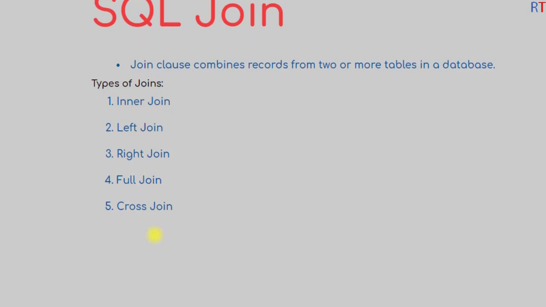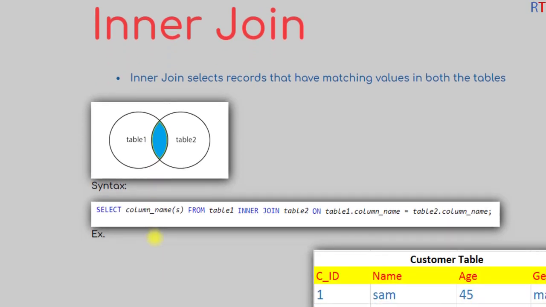So first of all we're going to talk about the inner join. The inner join selects records that have matching value in both the tables. So we have the table 1 and the table 2. So the inner join selects the record that have matching value in both the tables.